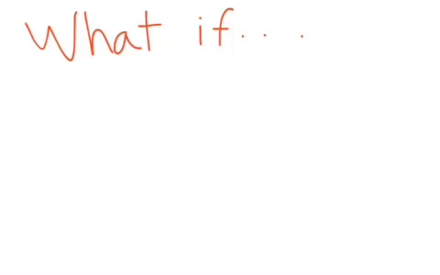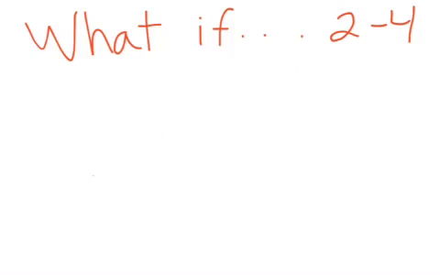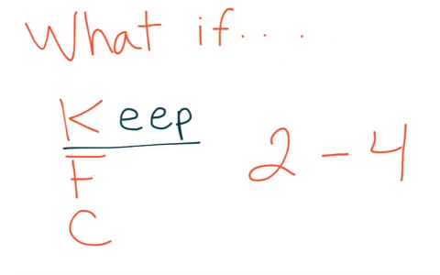Now that we have addition down, you might be asking yourself, what if I have a subtraction problem, like 2 minus 4? What we want to do is change this to an addition problem. To do that, there are 3 simple steps. To remember these steps, you can think of a famous chicken restaurant, KFC. The K stands for keep, meaning you're going to keep your first number the same. You're not going to change anything about it.